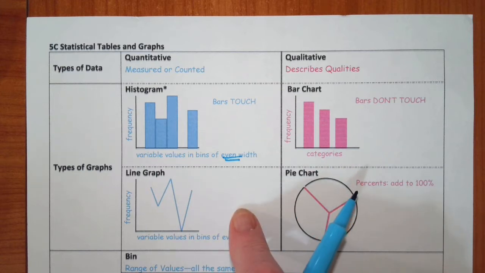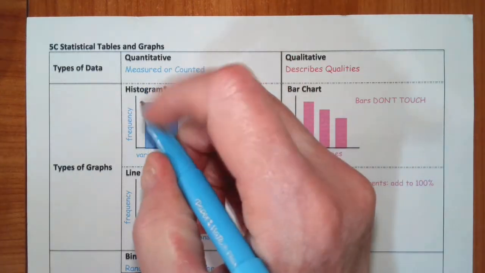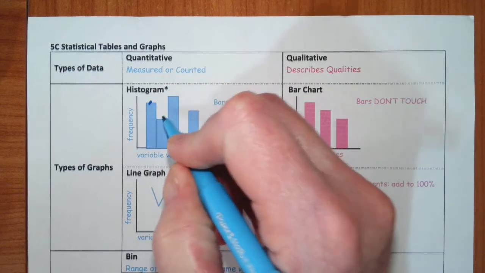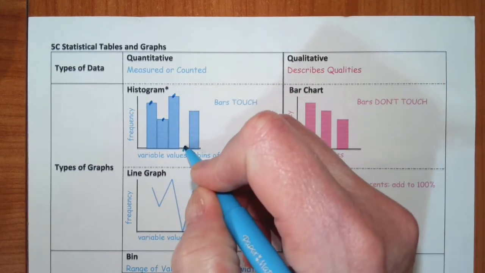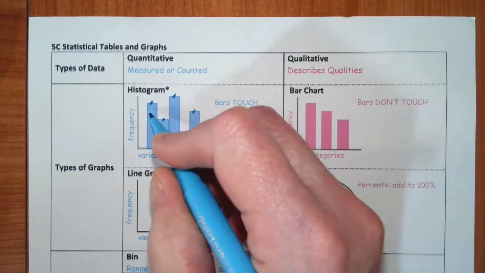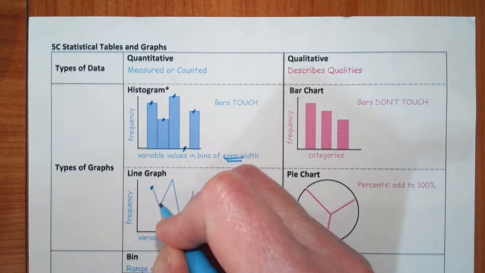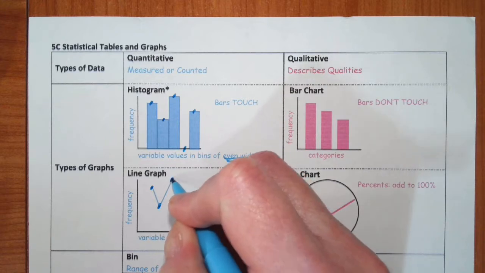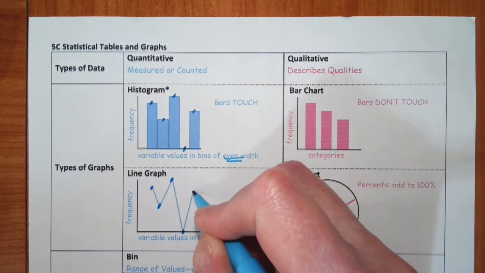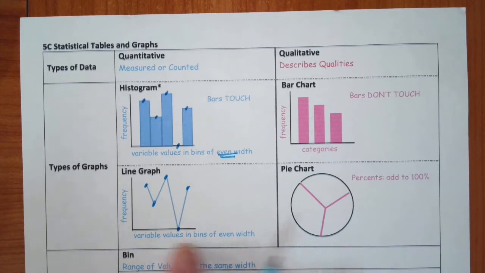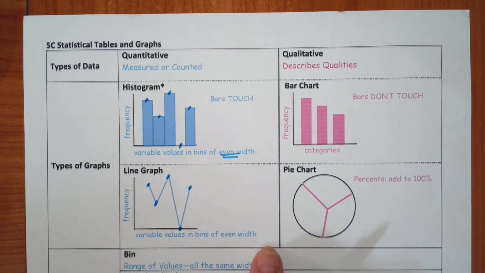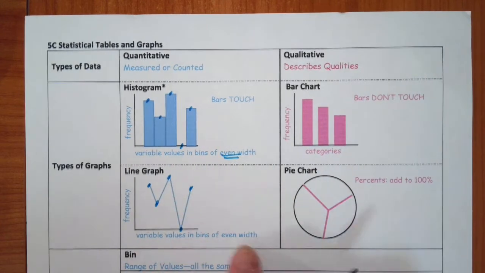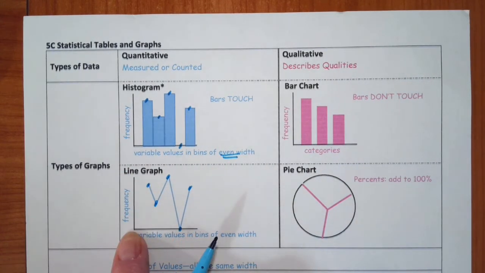For a line graph, all we do is take the value of the bin and we connect those dots with lines. The axes are the same. They are both numbers. This is a number, and you would have the same bin widths here, and this is the frequency.